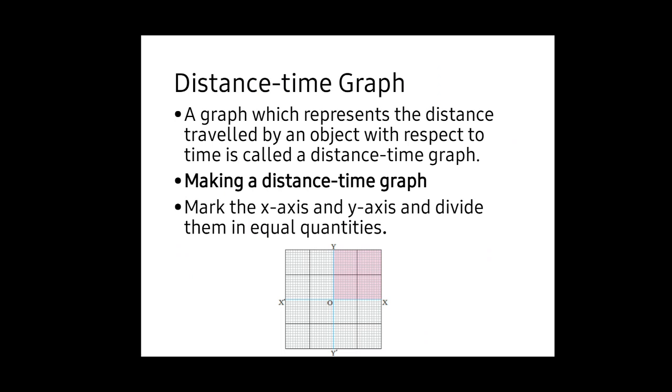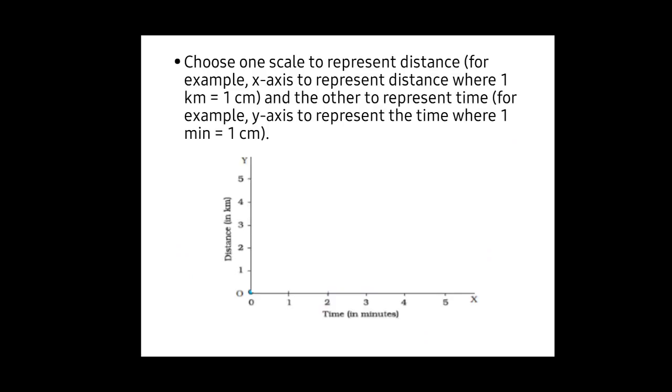Next, distance time graph. A graph which represents the distance travelled by an object with respect to time is called a distance time graph. To make a distance time graph, first we need a graph sheet. Mark the x-axis and y-axis and divide them into equal quantities. Choose one scale to represent the distance, for example, x-axis to represent distance where 1 kilometer equals 1 centimeter, and another to represent the time. For example, y-axis to represent the time where 1 minute equals 1 centimeter.